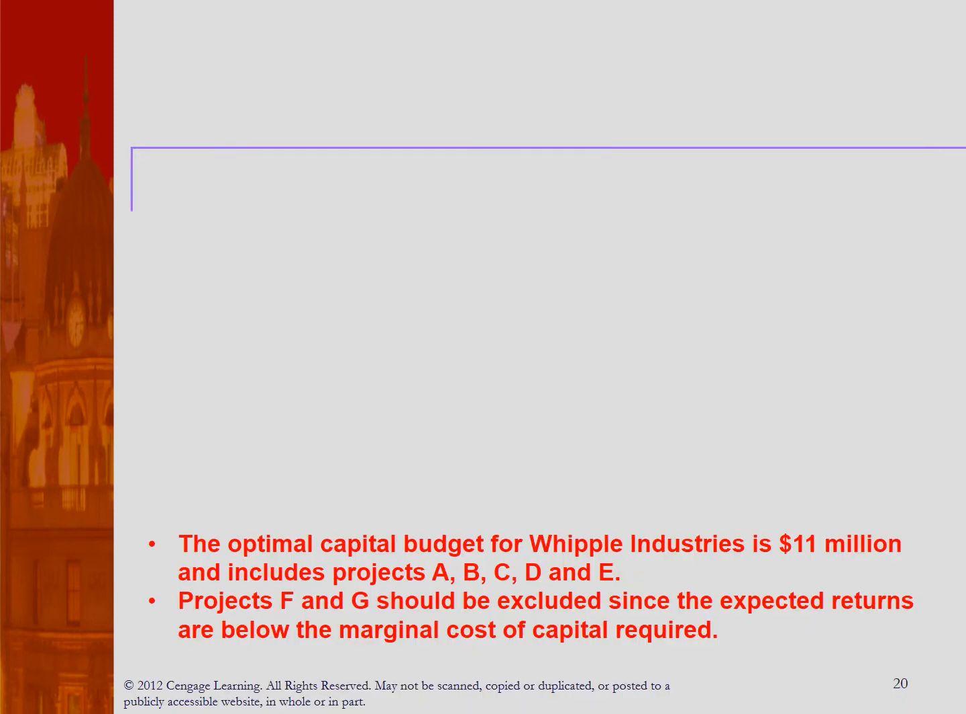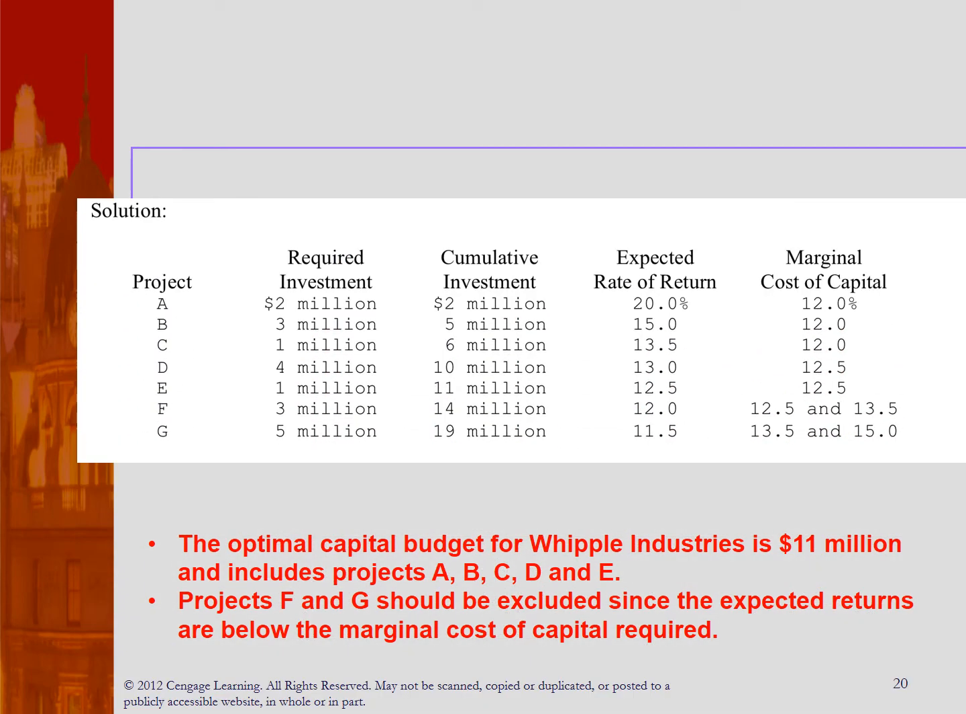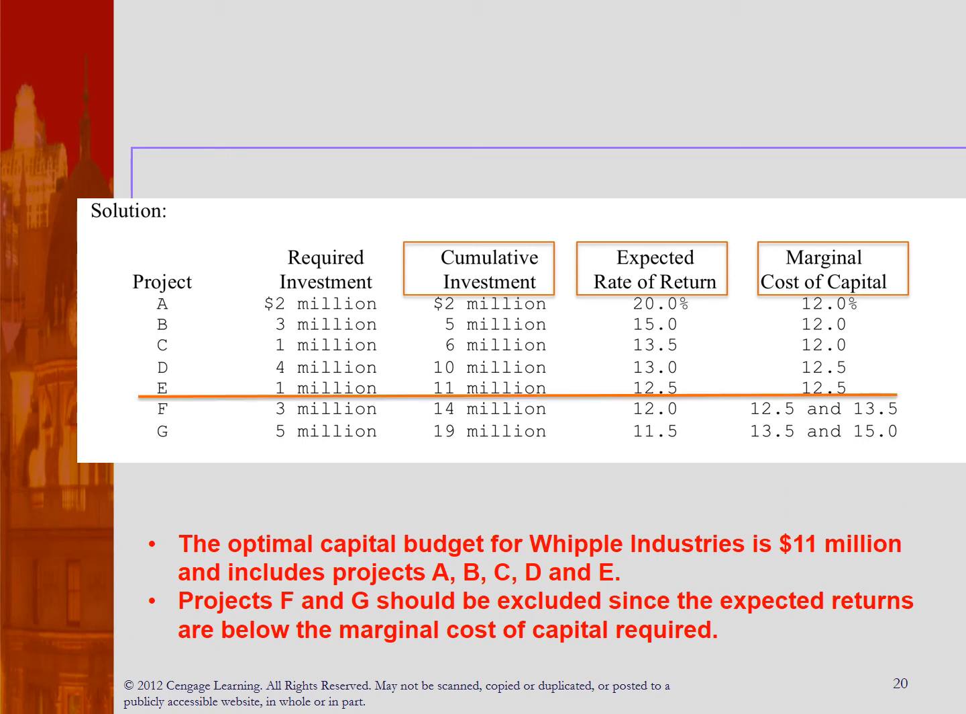Alternatively, we can prepare the table presented here. The table summarizes the information of expected returns against cumulative funds required, and the information of marginal cost of capital against cumulative funds invested. By looking at the table, we know the optimal capital budget for this firm totals $11 million and includes projects A, B, C, D, and E. Projects F and G should be excluded because the expected returns are below the marginal cost of capital.